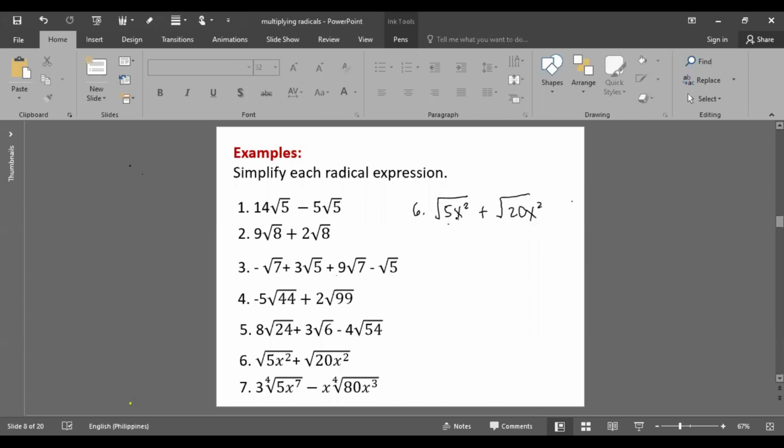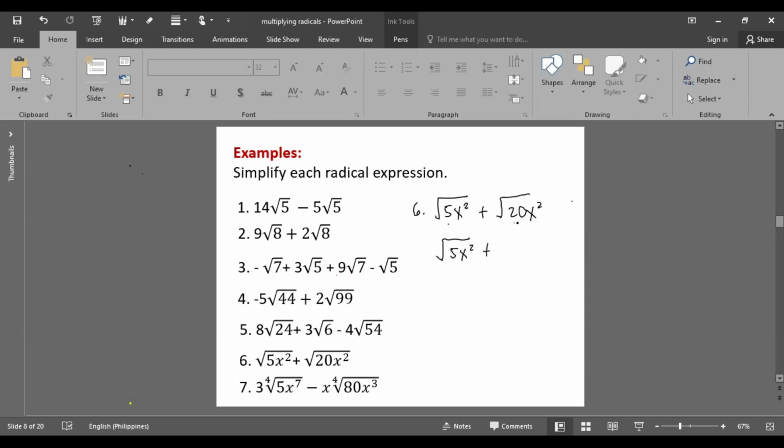How do we simplify variables inside the radical sign considering its power? Diba, if the exponent of the variable of the radicand is divisible by the index, we simply divide that exponent of the radicand by the index. And since divisible naman na siya, hindi na natin kukunin yung factors ni x squared. So just copy 5x squared plus simplify the square root of 20x squared.